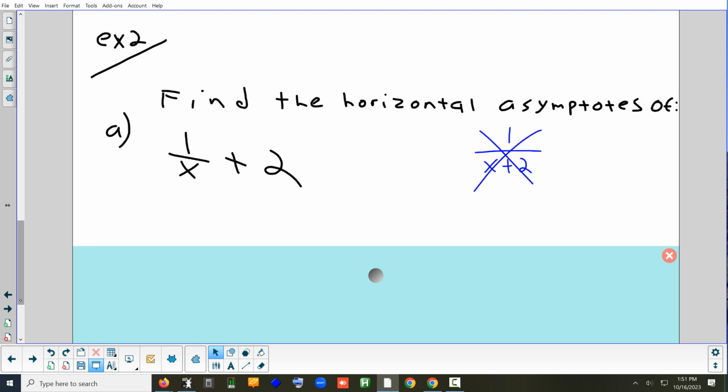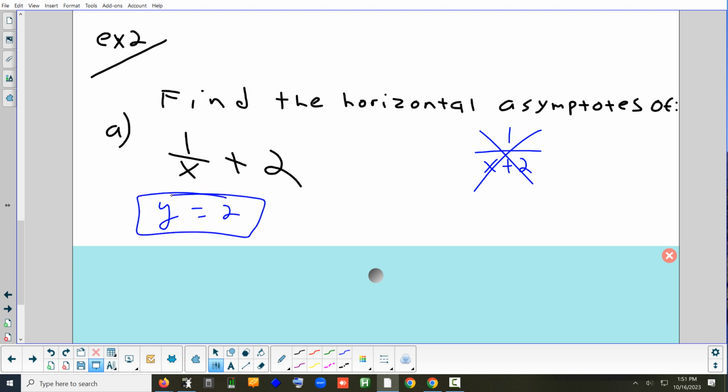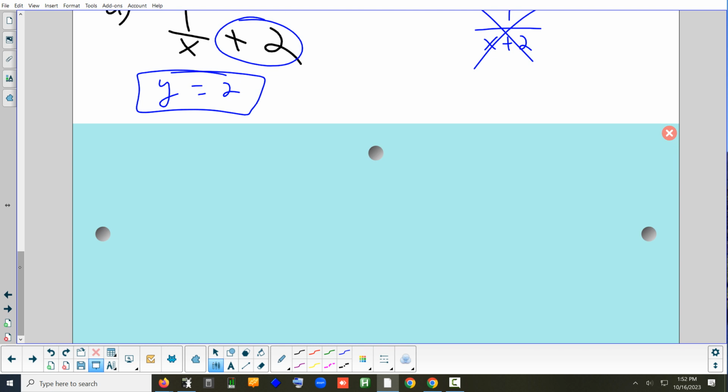Find the horizontal asymptote. You do have to know it's y equals 2 and not x equals 2. x equals 2 would be vertical. y equals is horizontal. So in this kind of problem, it just ends up being that number right there. That's the horizontal asymptote. So let's see if we can get that without graphing it in the next one.